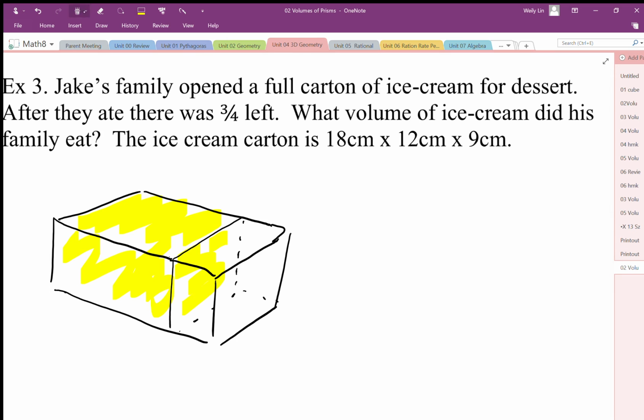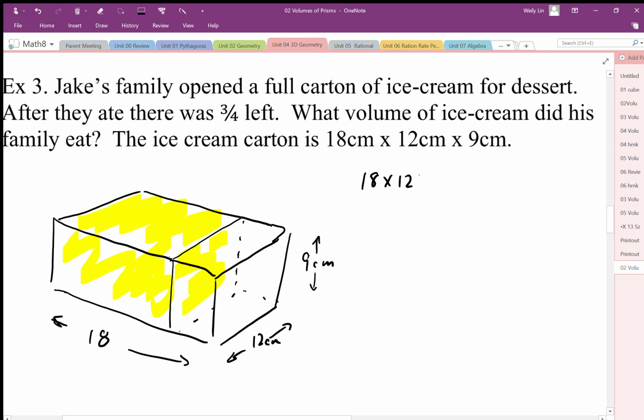Basically we have our 18 across here. It's going to be 9 high and 12 wide. Actually, we don't know exactly, so let's just say it's 9 by 12 by 18 like this, and they ate that portion of it. What we could do is find the entire volume, and since only 1/4 is left, we can do 18 times 12 times 9 centimeters. That will give us the total volume. Length times width times height gives us the total volume.